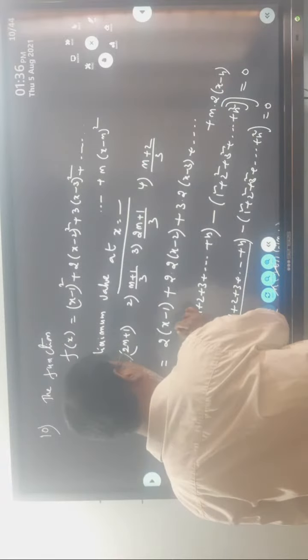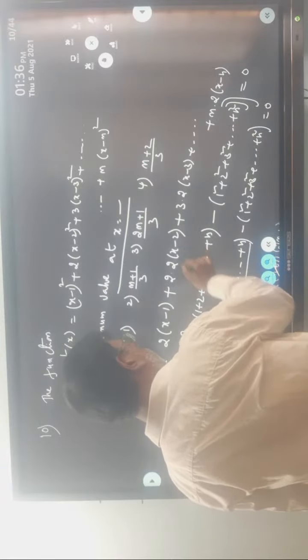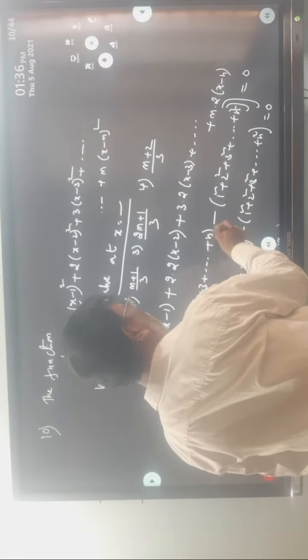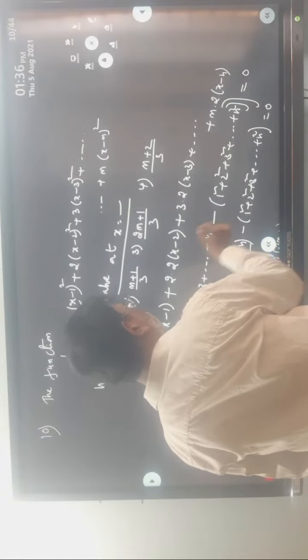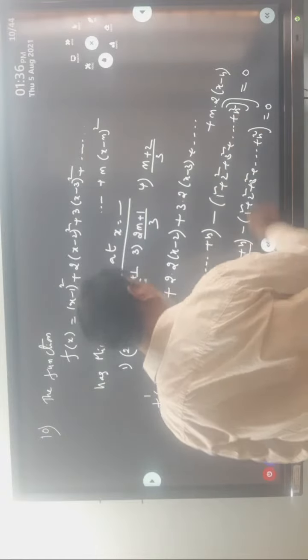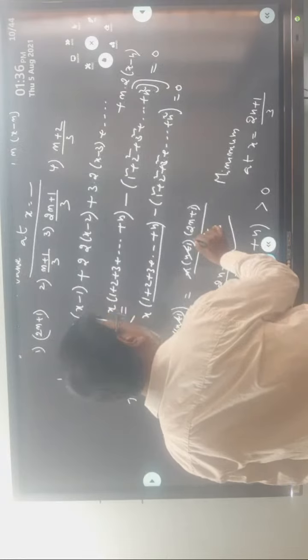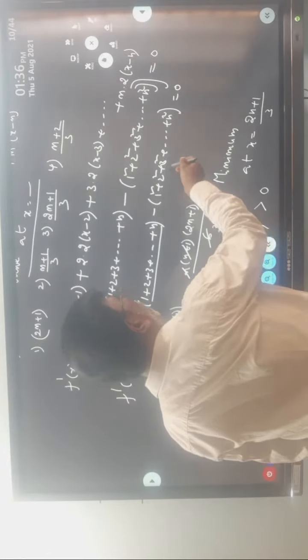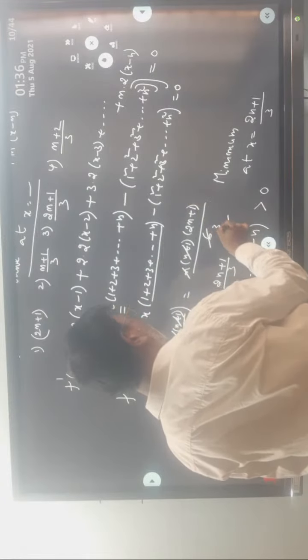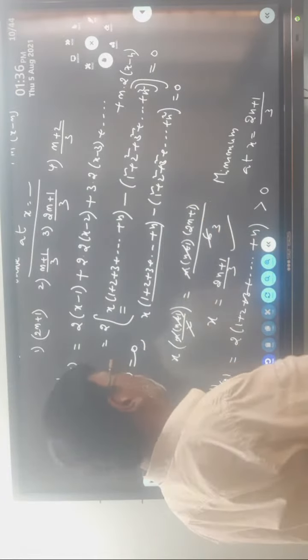Take 2 outside: x into 1, x into 2, x into 3, x into n. Minus 2 also taken outside: 1 into 1, 2 into 2, 3 into 3, and so on, equated to 0. So we are getting it like this. This is x into n into n plus 1 by 2, and the sum of the squares is n into n plus 1 into 2n plus 1 by 6. X is nothing but 2n plus 1.